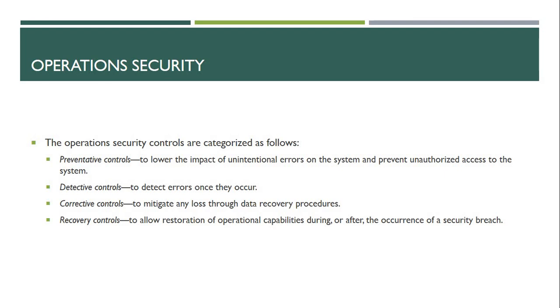The operations security controls are categorized as follows. The preventative controls lower the impact of unintentional errors on the system and prevent unauthorized access to the system. These are what need to be done. Next, the detective controls detect errors once they occur. The corrective controls mitigate any loss through data recovery procedures. And the recovery controls allow restoration of operational capabilities during or after the occurrence of a security breach. These controls I mentioned are written controls.